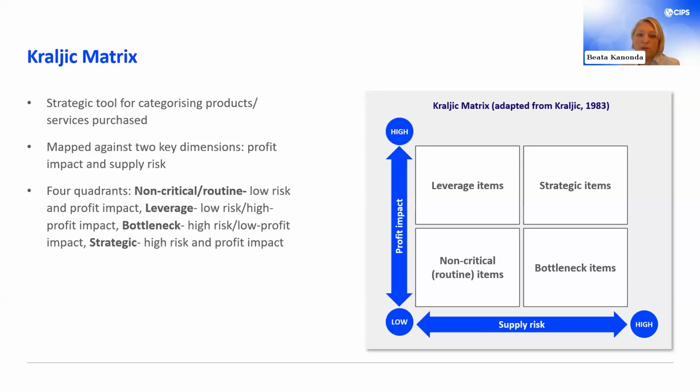Next, we have a bottleneck quadrant. Often these are low value, but even though directly not influencing the company's bottom line, they are difficult to source and could disrupt operations if not available. The focus is on ensuring that the supply remains uninterrupted, which may involve developing alternative suppliers, stockpiling inventory, or entering long-term agreements with suppliers to guarantee availability.